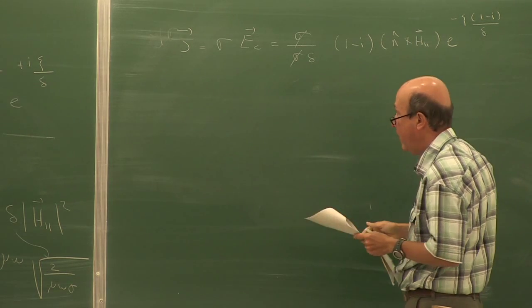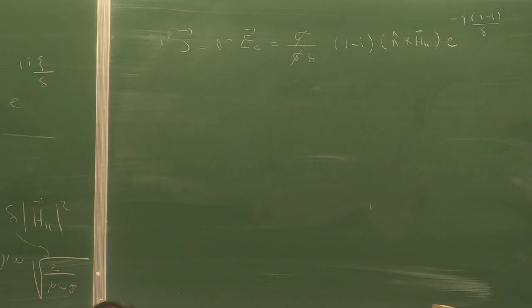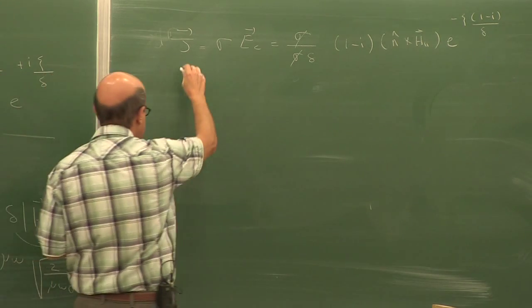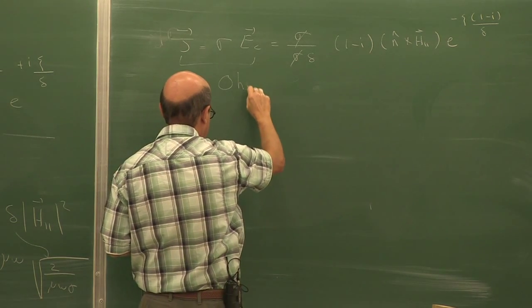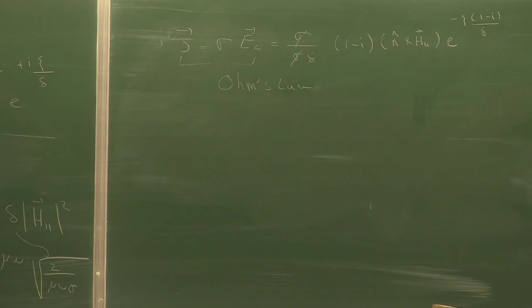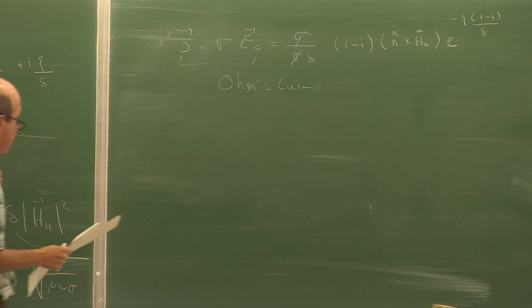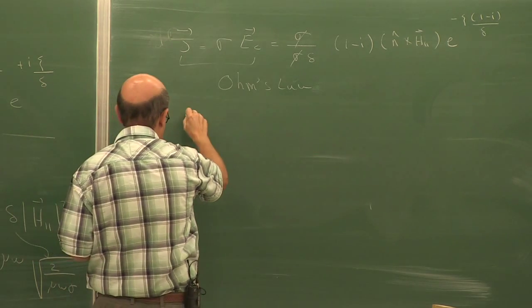So how can we calculate the power loss in the conductor due to the ohmic losses? This is Ohm's law. The current density is related to the electric field by Ohm's law. So do we know the power loss per volume due to the ohmic losses? We know this. So we see this.